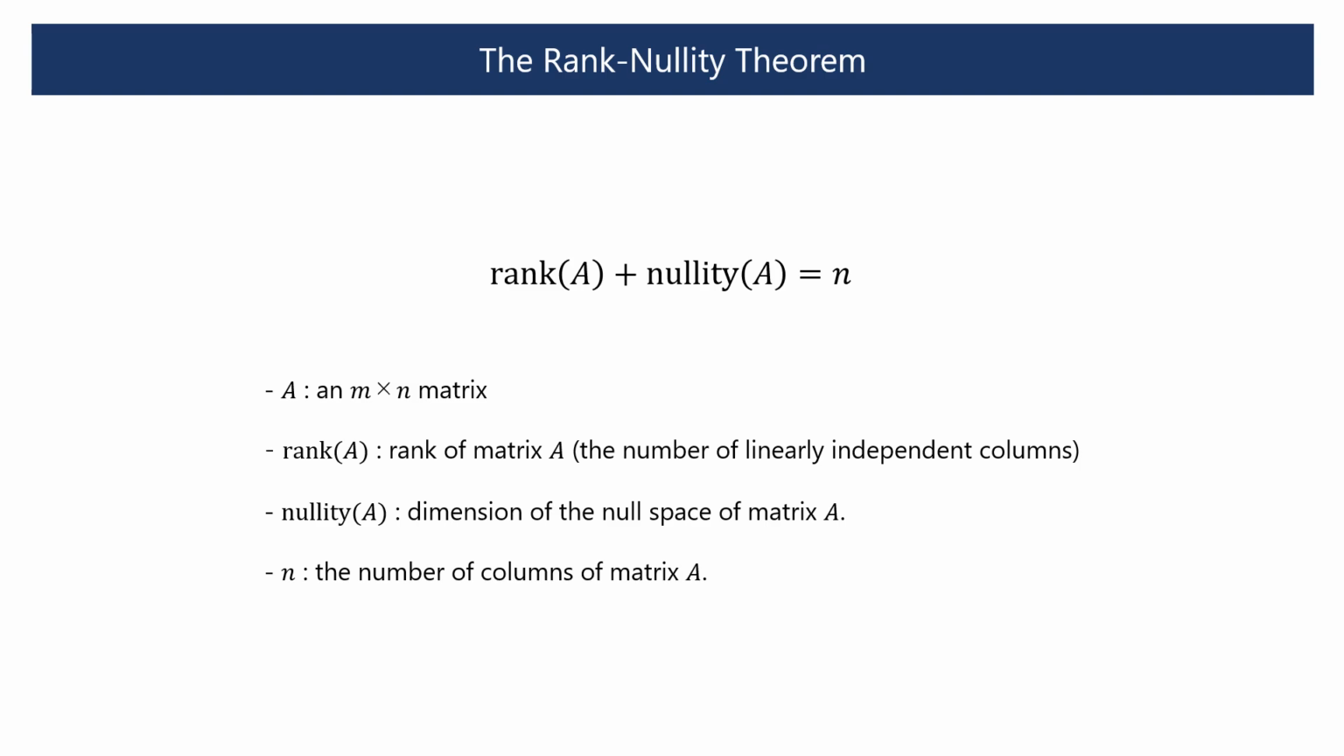Now, let's see what the Rank-Nullity Theorem states. For an m by n matrix A, the Rank-Nullity Theorem shows the relationship expressed by this equation: rank A + nullity A = n. Here, A is an m by n matrix. Nullity A is the dimension of the null space of matrix A. n is the number of columns of matrix A.